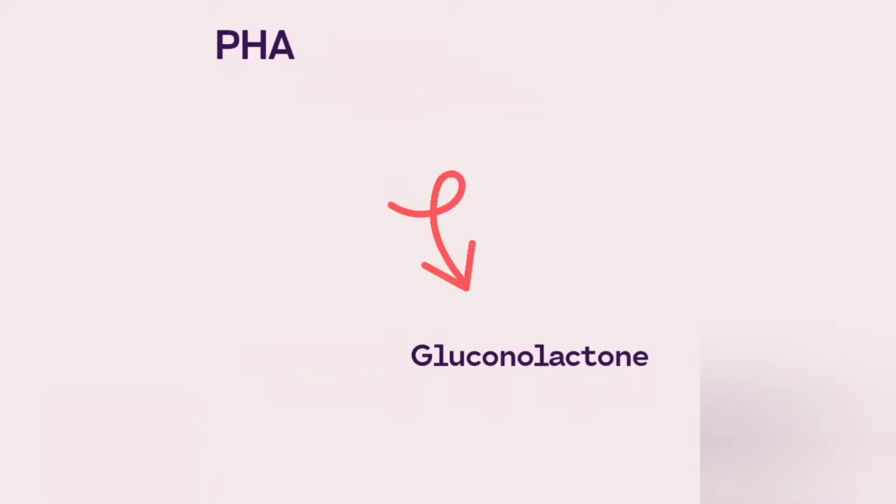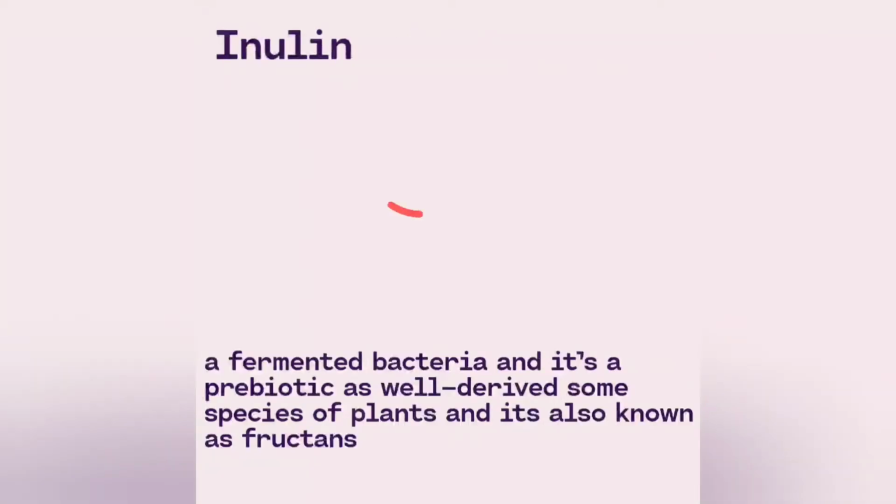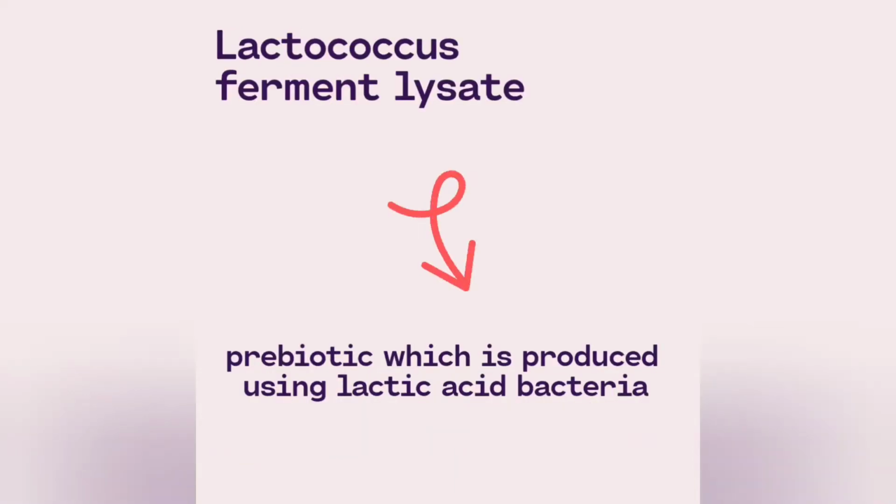Let's talk science. As you can see, the base of this product is aqua, unlike their other products, where they have used aloe vera water. Second ingredient is the PHA, which is gluconolactone, and third is the star ingredient, niacinamide, and this product has 2% niacinamide. This has inulin, a fermented prebiotic, which is used as a binder in some tablets used for gastrointestinal issues. This inulin is actually derived from some plants and also known as fructans.